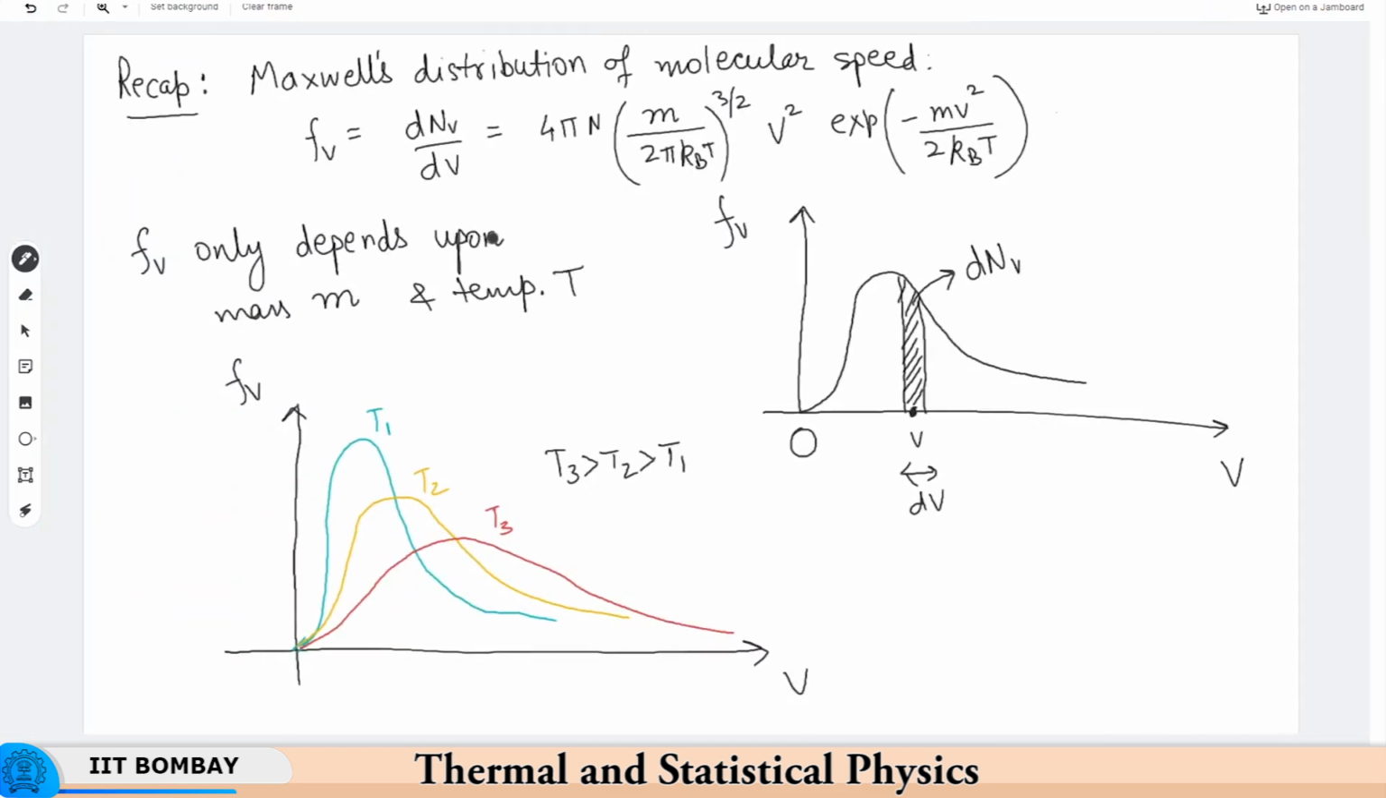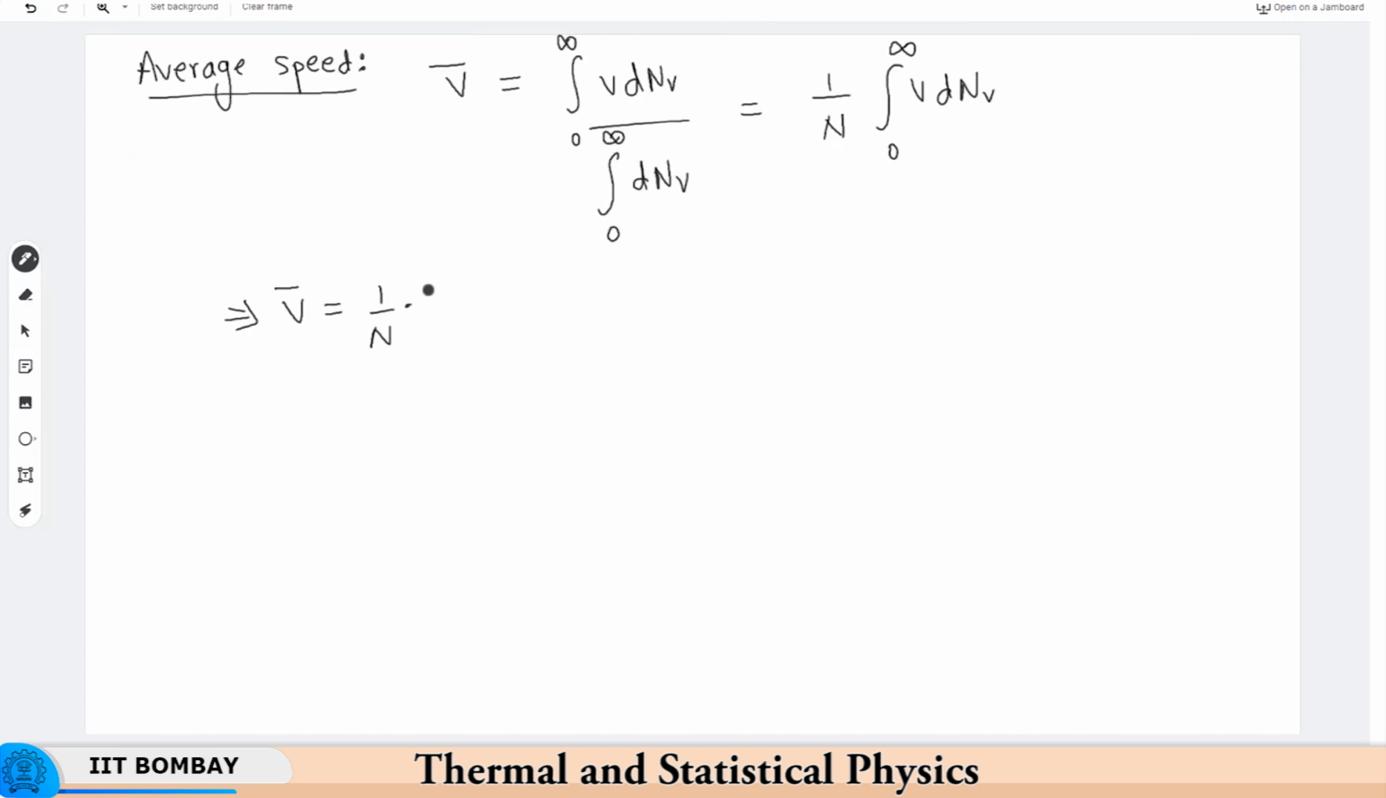All the values which are independent of v, the coefficient with this term, I will just write outside: 4 pi N times (m divided by 2 pi k_B T) raised to the power 3 by 2, and the integral from 0 to infinity. So v times v squared becomes v cubed, times exponential of minus m v squared by 2 k_B T, dv. This is what we have to evaluate.